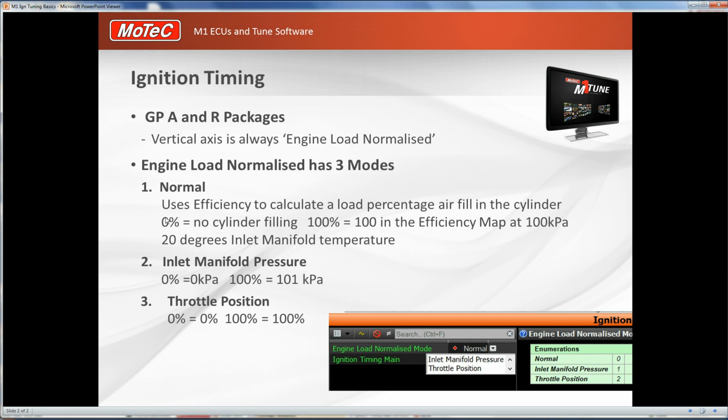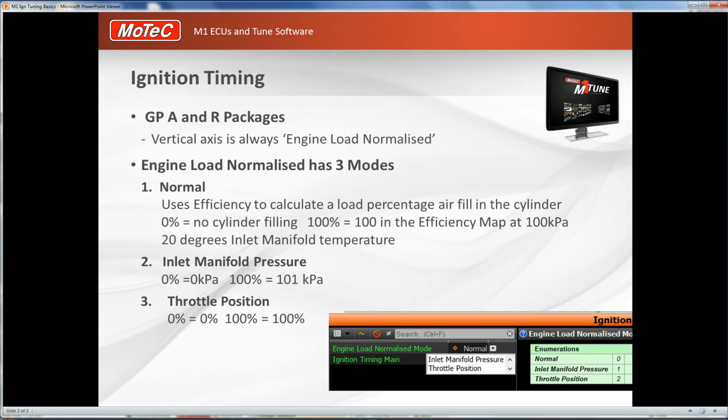Again, I'll stick with a 20 degree inlet manifold temperature measurement, and again we'll say that's 100% efficiency in the efficiency map, which is probably quite difficult to achieve. What that would mean is the engine is inducing twice its volume, so it's got 200 kPa at 100% efficiency, so that would be 8 litres of air per cycle. So that would be pretty efficient, you'd have to say. And that would be your engine load normalized would be 200%.